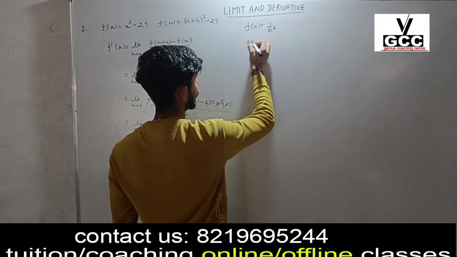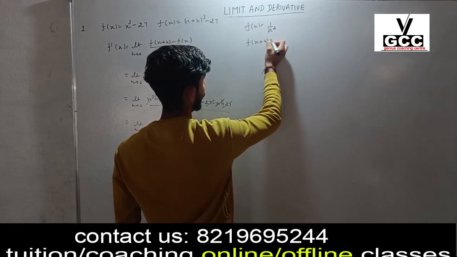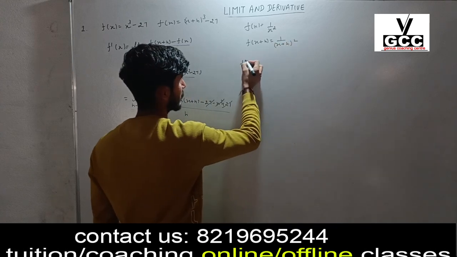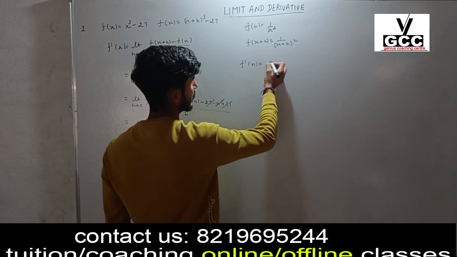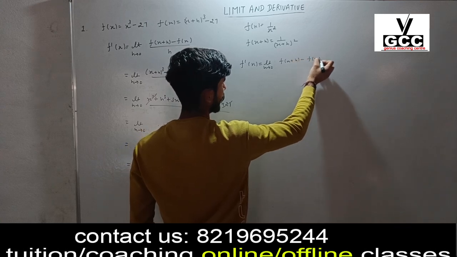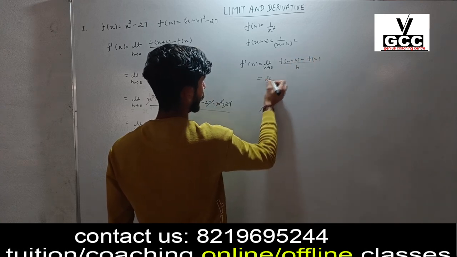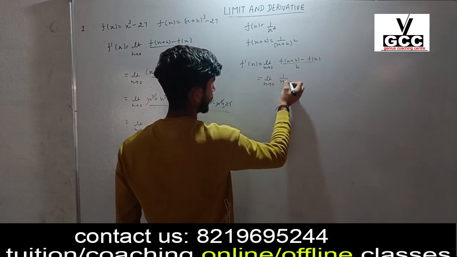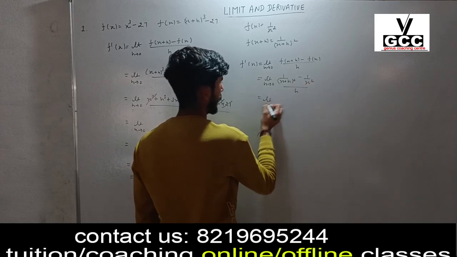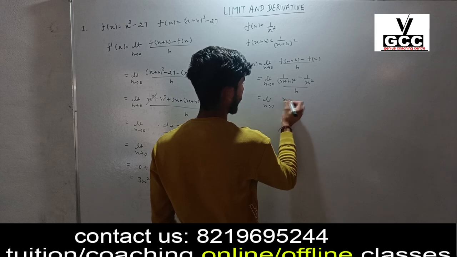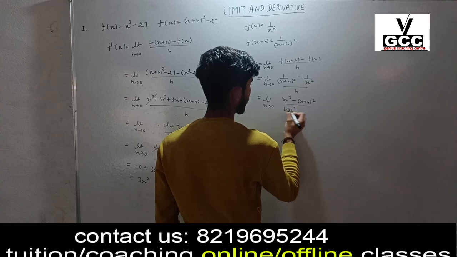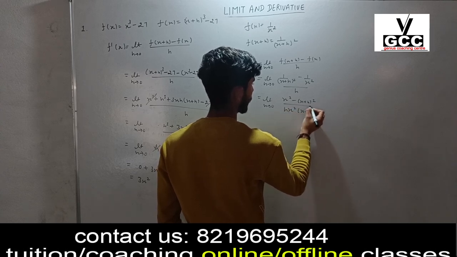Similarly, we have the question f of x is equal to 1 by x square. We have to find f of x plus h, that is equal to 1 upon x plus h whole square. Same with the help of first principle, we have to find the derivative of the given function, that is limit h approaches to 0, f of x plus h minus f of x whole upon h. Now put the value of f of x plus h, that is 1 upon x plus h whole square minus 1 by x square whole upon h. Now solve by taking LCM: x square minus x plus h whole square whole upon x square into x plus h whole square.